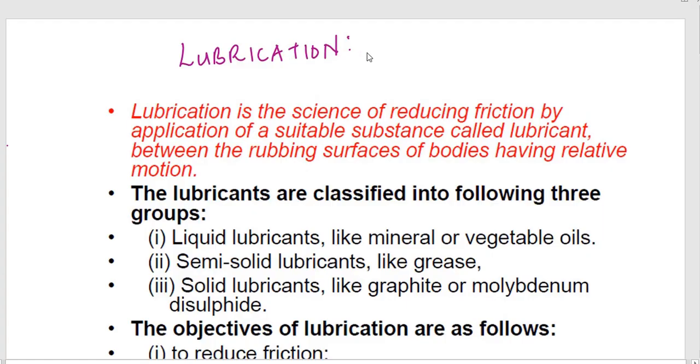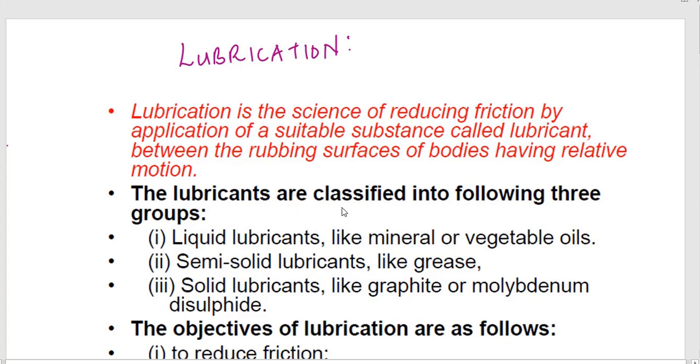Hello everyone. In this video we are going to talk about lubrication. When moving parts of any machine, like bearings, most especially bearings and the other components in gearboxes, there is always need for lubrication. Now lubrication is the science of reduction of friction by application of a suitable substance called a lubricant between the rubbing surfaces of bodies having relative motion.